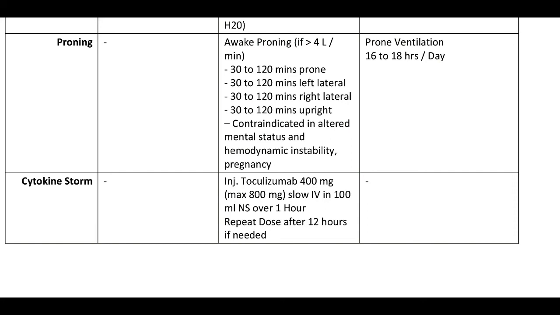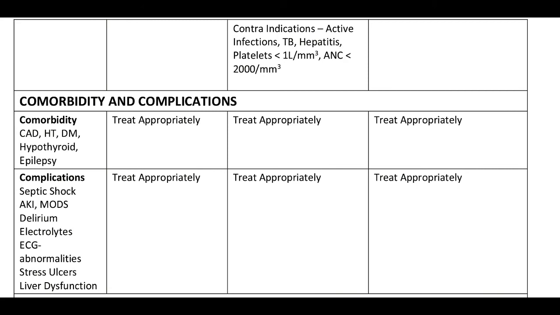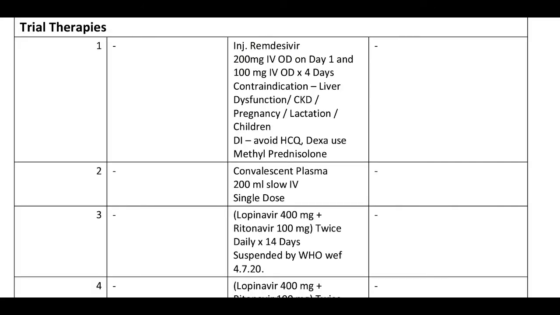Some other drugs tried are injection tocilizumab 400 mg, given as slow IV in 100 ml NS over 1 hour, and repeated after 12 hours if needed. Any associated comorbidities like hypertension, diabetes, or cardiovascular disease are treated appropriately. Then the trial therapies are in the news. You might have been hearing everybody running for injection remdesivir. Injection remdesivir is given in moderate disease, 200 mg IV once daily on day 1 and 100 mg IV once daily for the next 4 days. Next, plasma therapy, lopinavir and ritonavir have also been tried.